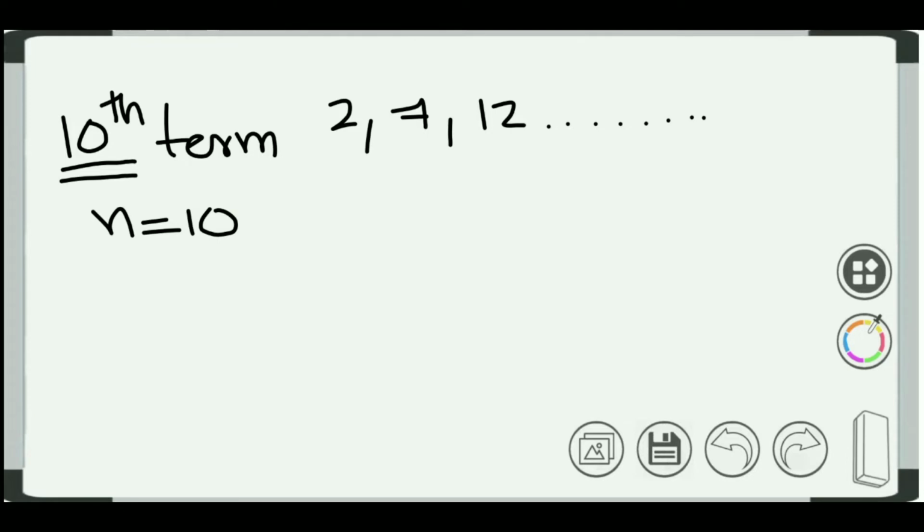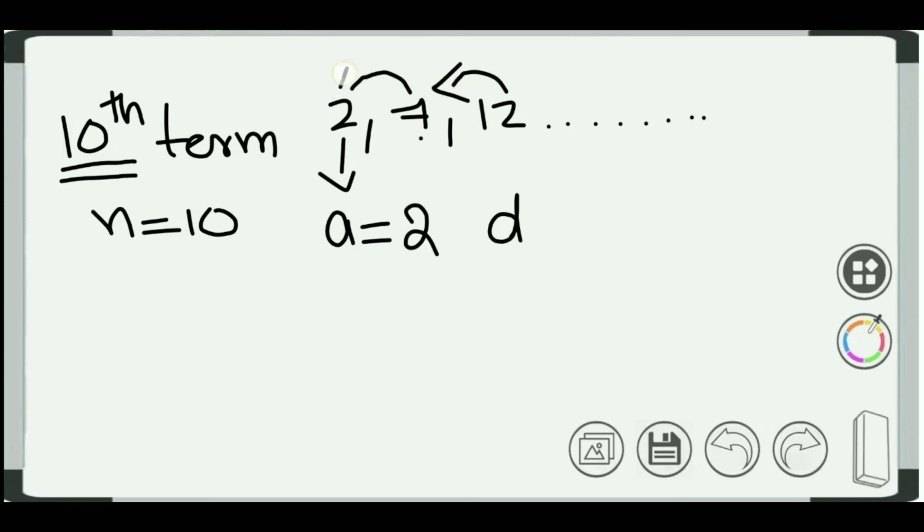Now substitute these values. You know a is equal to 2, the first term. d is equal to any term minus the preceding term, 7 minus 2 or 12 minus 7, everything will be equal. So 7 minus 2 is what? 5. So you got d, the common difference, is equal to 5. First term is equal to 2 and n is equal to 10. How is n equal to 10? Because we need to find the 10th term.